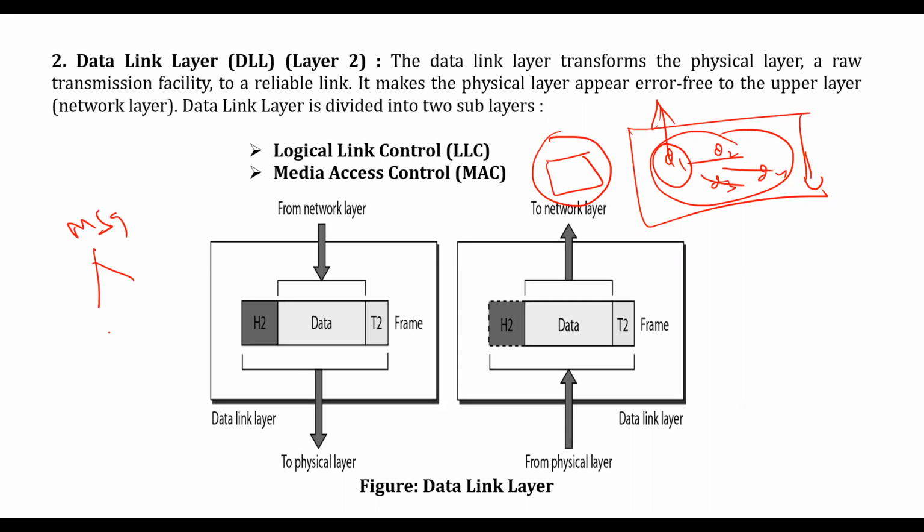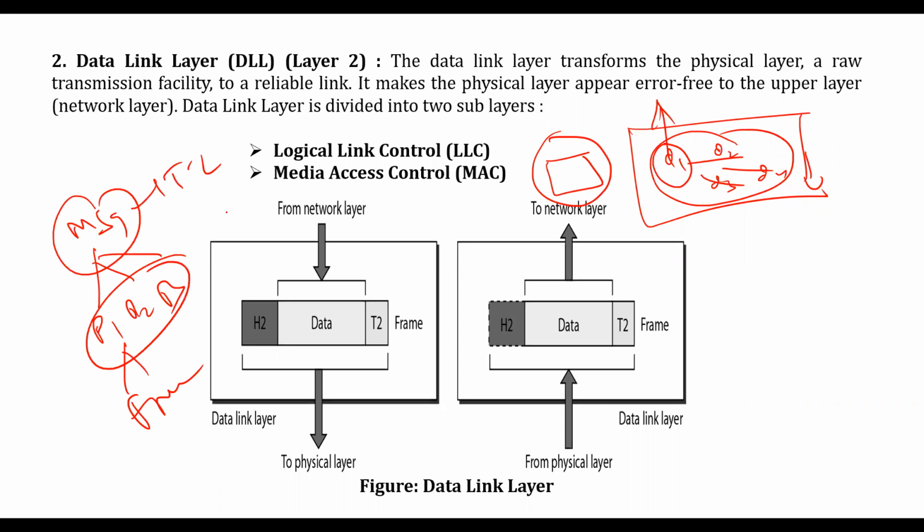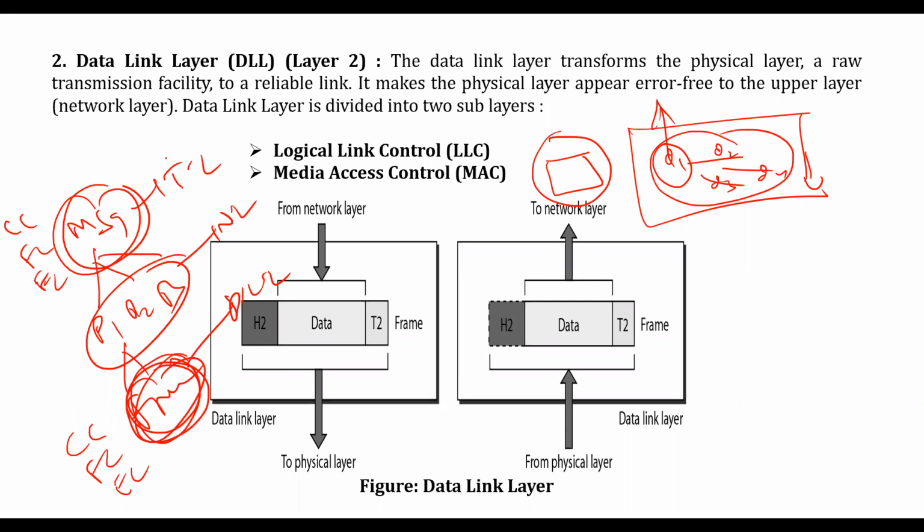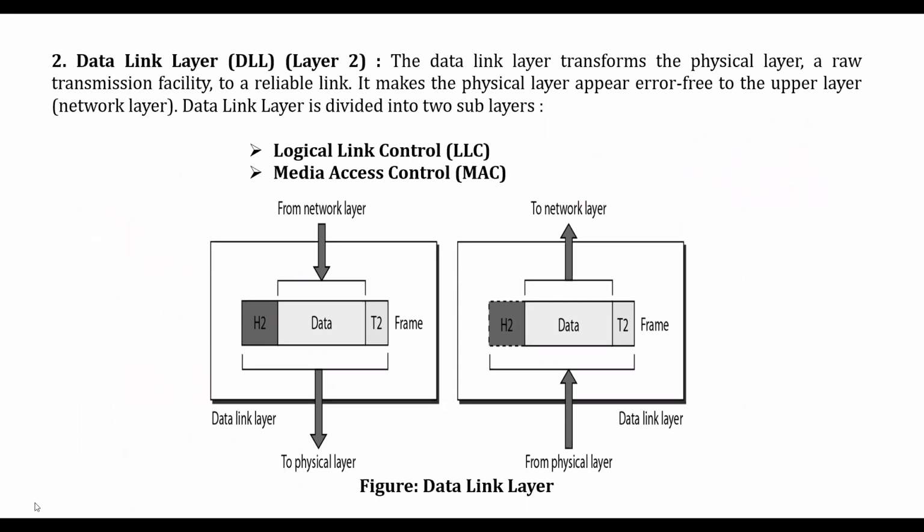A message is divided into packets. A packet is divided into frames. Message is transport layer. Packet is network layer. Frames are for the data link layer. So connection control, flow control, and error control are taken care of by the data link layer for frames only. But connection control, flow control, and error control are taken care of for the entire message in the transport layer. That is the main difference. Hope you understand this.